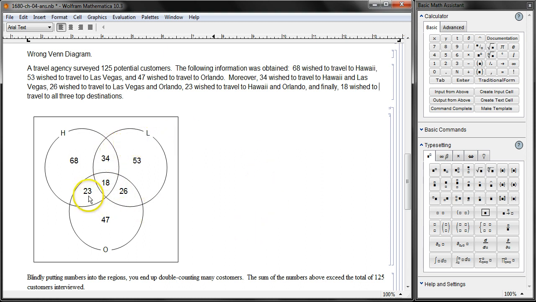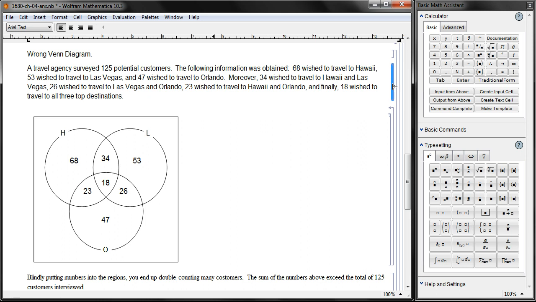Likewise, how about this 23? 23 people wish to travel to Hawaii and Orlando. That means Hawaii and Orlando. This football shape here, that football shape corresponds to 23 people. And 18 people wanted to go to all 3 destinations. So this number right over here should not be 23, but 23 minus 18, because this over here and all 3 inside should add up to 23, and so on and so forth.